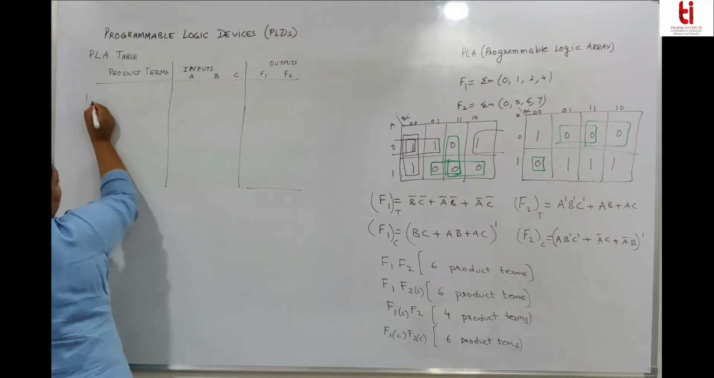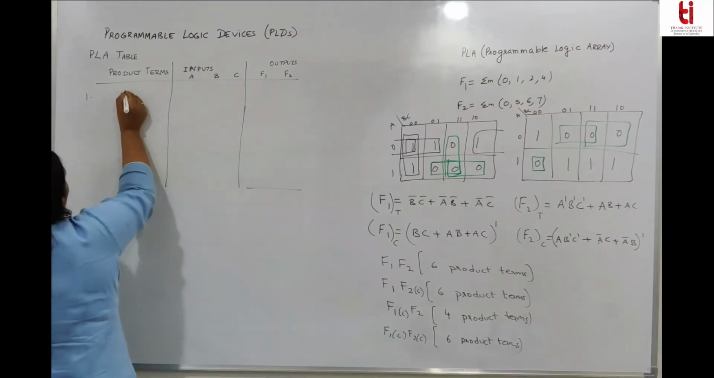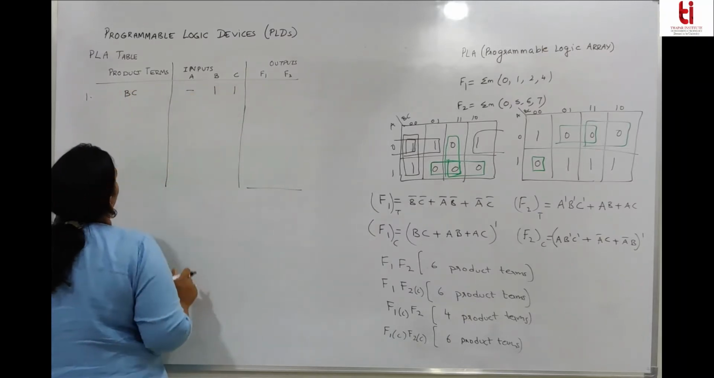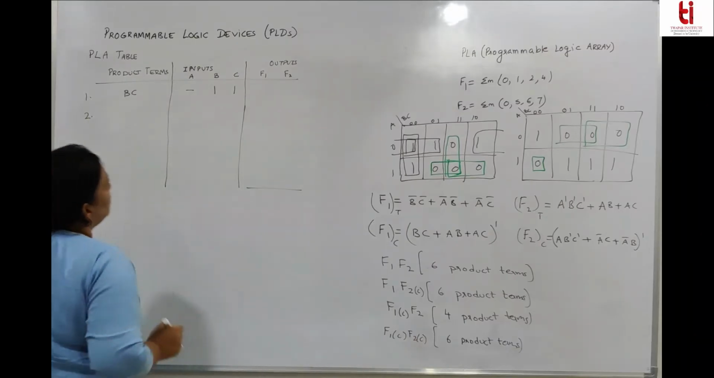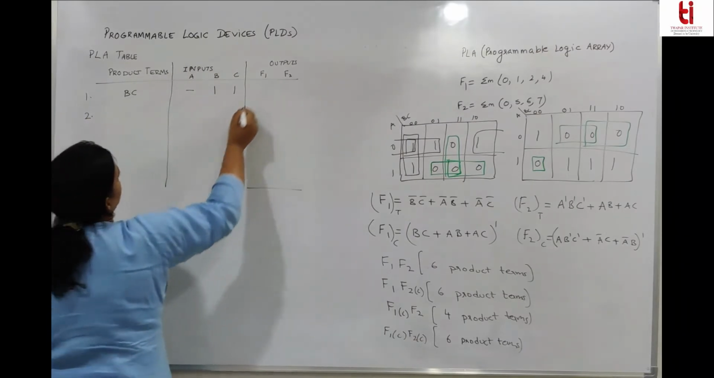So what is the product term? First is BC. So BC, this is not there. Is it present in both F1 and F2? No, BC is present in F1.